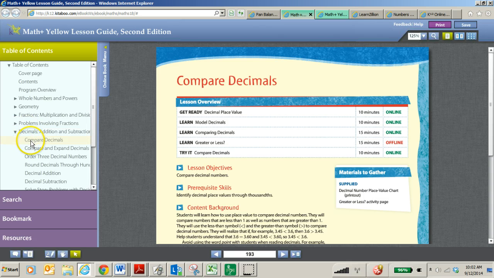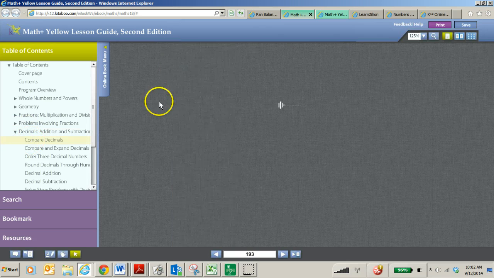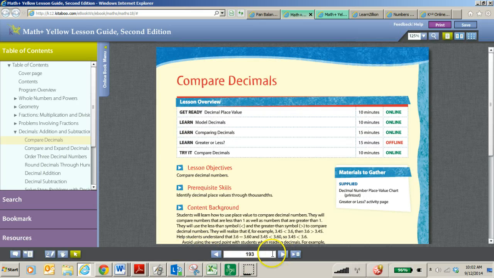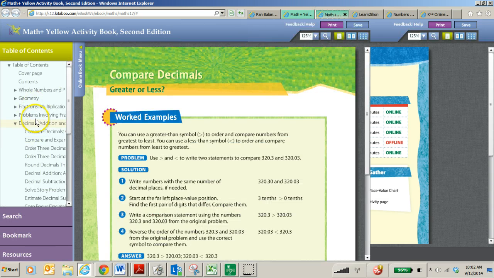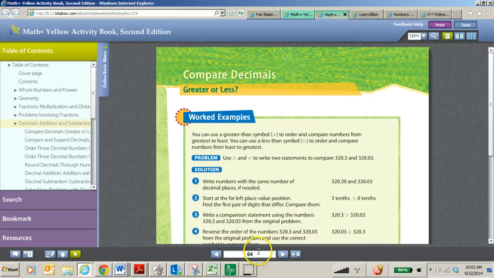The very first lesson is compare decimals. So if you click on compare decimals, you're going to go right to that page. And the same thing in the student guide. Now in the Learning Coach Guide, it's going to be page 193. Now if we head over to the Student Activity Guide and we go to compare decimals, the page number is going to be different. It's only 64. So don't assume that the pages are always going to align, because the Learning Coach Guide definitely gives more tips and clues for you as a learning coach on how to help your child be successful.